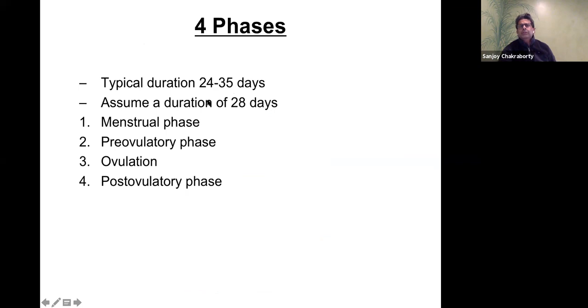So the typical menstruation is approximately 28 days. Menstrual phase, the part that is accompanied with blood. Pre-ovulatory phase, we can call the follicular phase the pre-ovulatory phase also, before the ovulation. Ovulation, where the egg is ejected and scooped up by the fallopian tube.